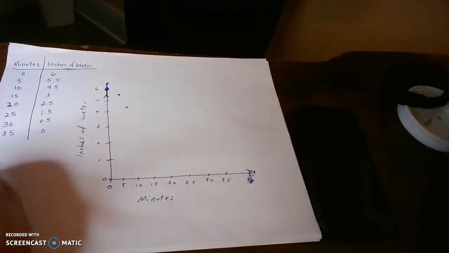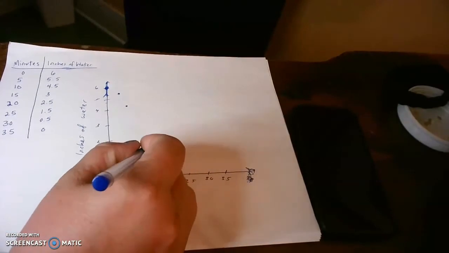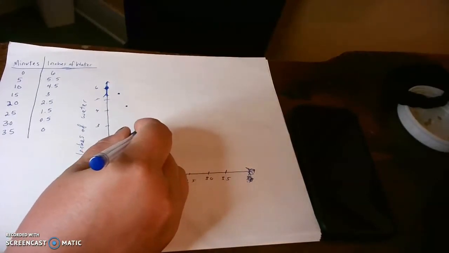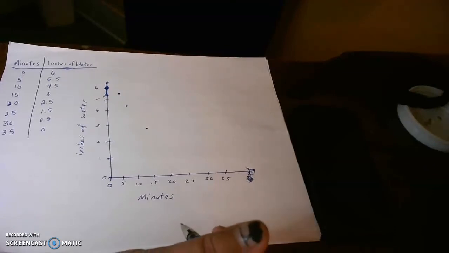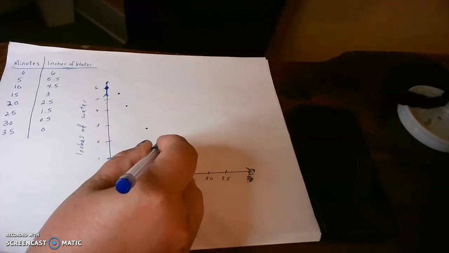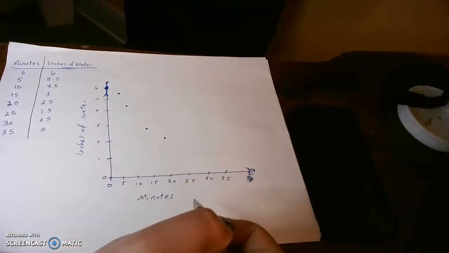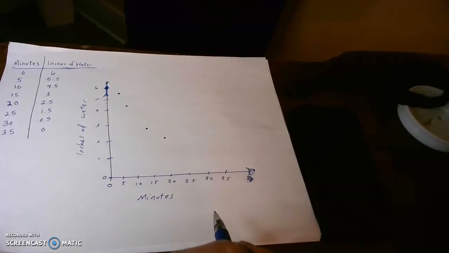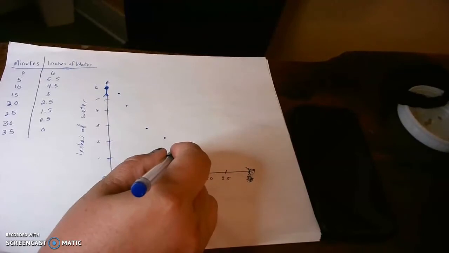There it is. Next is 15 minutes and 3 inches of water, so here's 15. There's 3. Then after 20 minutes, we've got 2.5 inches of water. So 2.5 is between 2 and 3. At 25 minutes, we've got an inch and a half, so between 1 and 2.